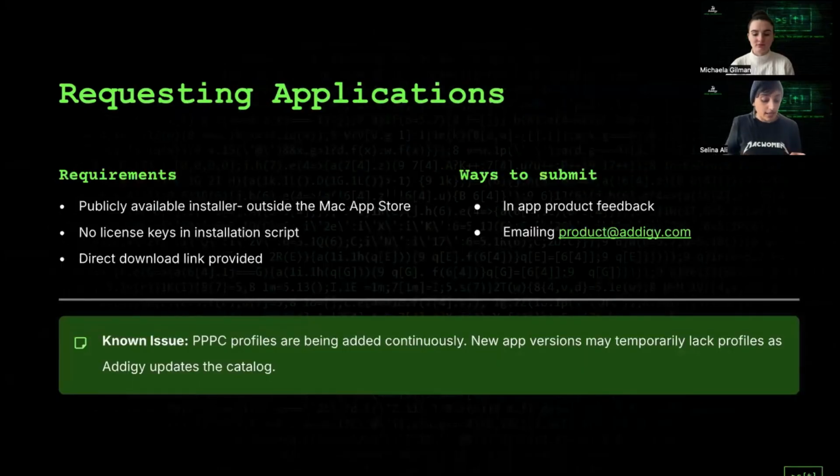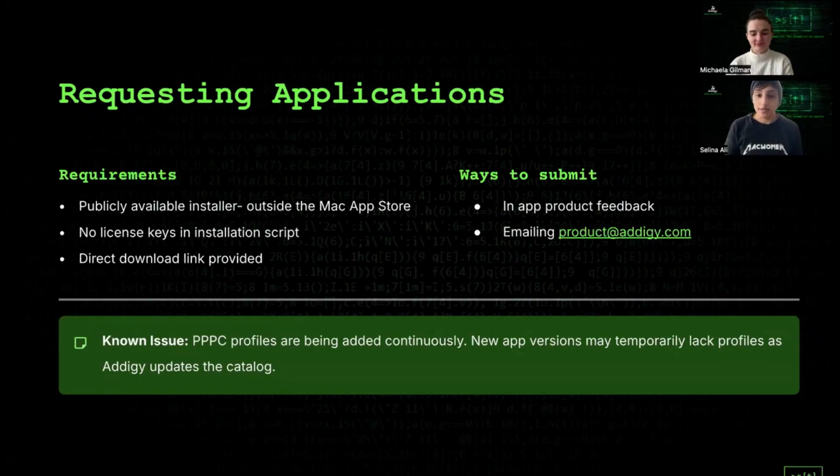The catalog has been growing with help from our customers. If you are using pre-built apps and there's an application in your environment that you would like to see in the catalog, let us know. There is in-app product feedback that goes to my email, or you can email us directly at product@addigy.com. There's going to be a little bit of a competition between me and Michaela on who's going to be able to say that email the most. All feedback for anything Addigy, including pre-built apps, product@addigy.com. That will email all of us. It's the best way to get our attention.